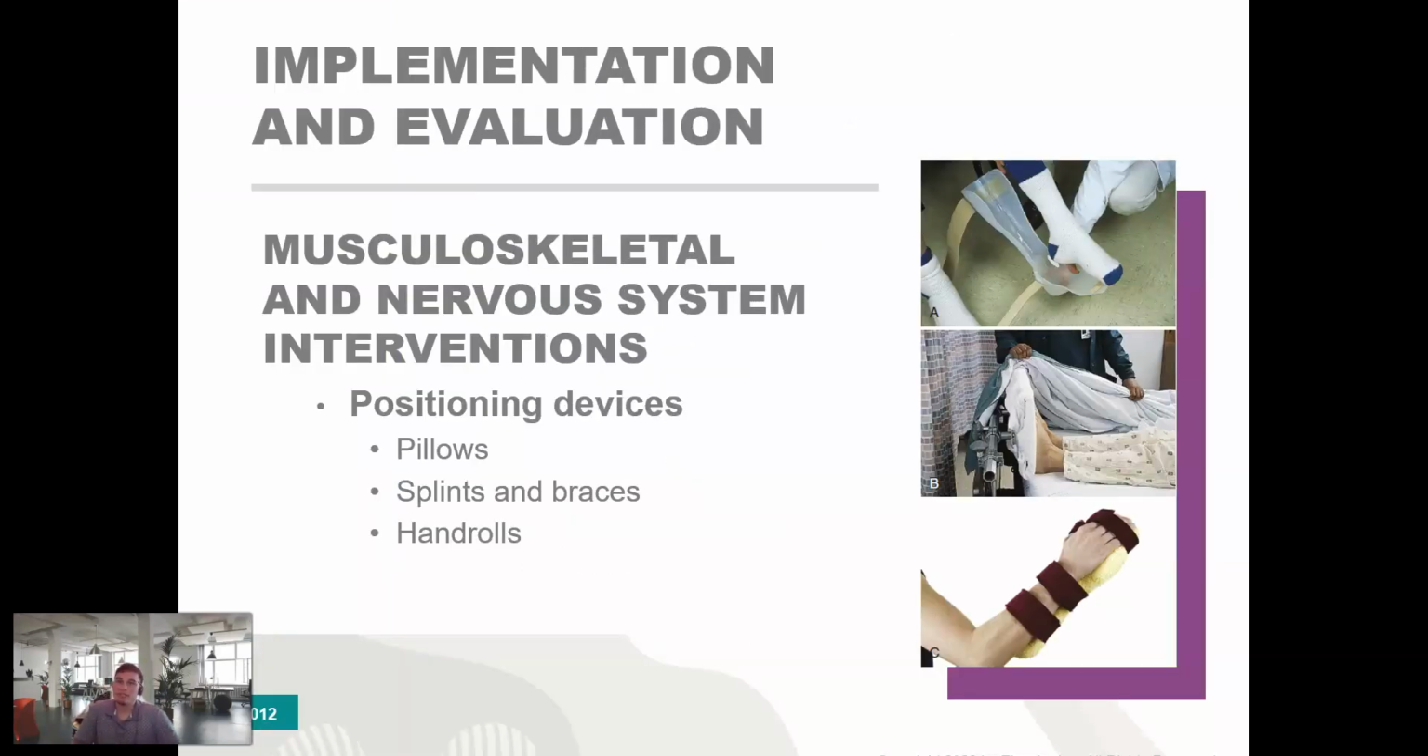Moving on and looking at implementation and evaluation of the musculoskeletal and nervous system intervention. So positioning devices. We have the opportunity to use pillows. We might use splints and braces, kind of like how you see here in the photo listed. And you might look at hand rolls just to help, I guess you would say, comfort. It might help with the patient to keep that joint in a functional position.